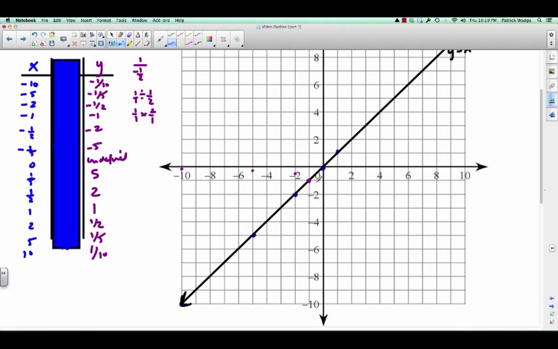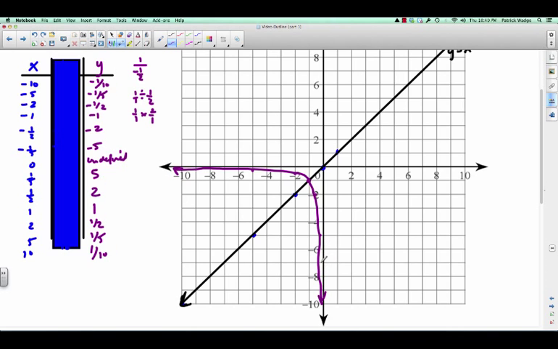-1/2 and -2 would be here. -1/5 and -5 would be here. Interesting. Do you see what's happening? I'm going to stop there. I've still got some more points to do. But so far what's happening is it gets closer and closer to this axis right here, but it never touches. And it gets closer and closer to the y-axis and never touches it either.